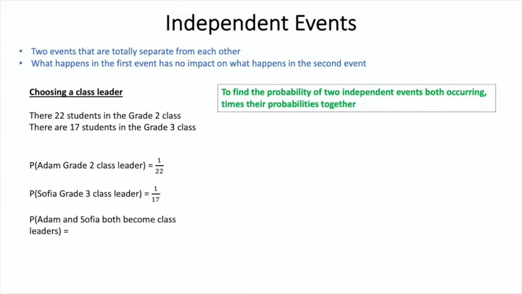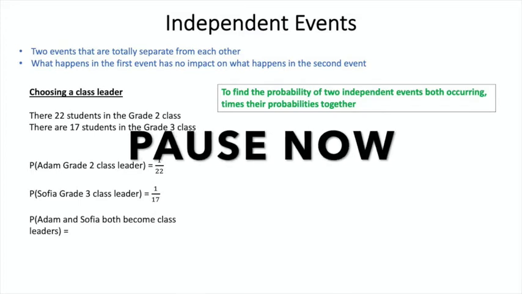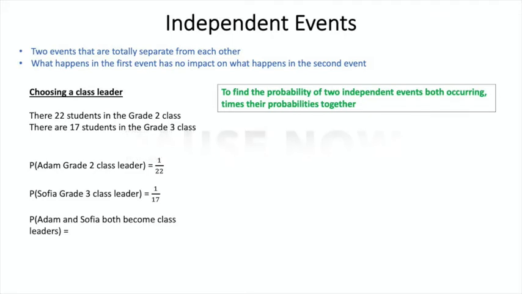grade 3 class leader? Now that green bold sentence on the right is definitely worth writing down because that will tell you how to find the answer to this question. So pause the video, write down that green sentence, make it stand out just like I have in your notes, and then see if you can use that information to tell me what's the probability of Adam being grade 2 leader and Sophia being grade 3 class leader. Do that now.